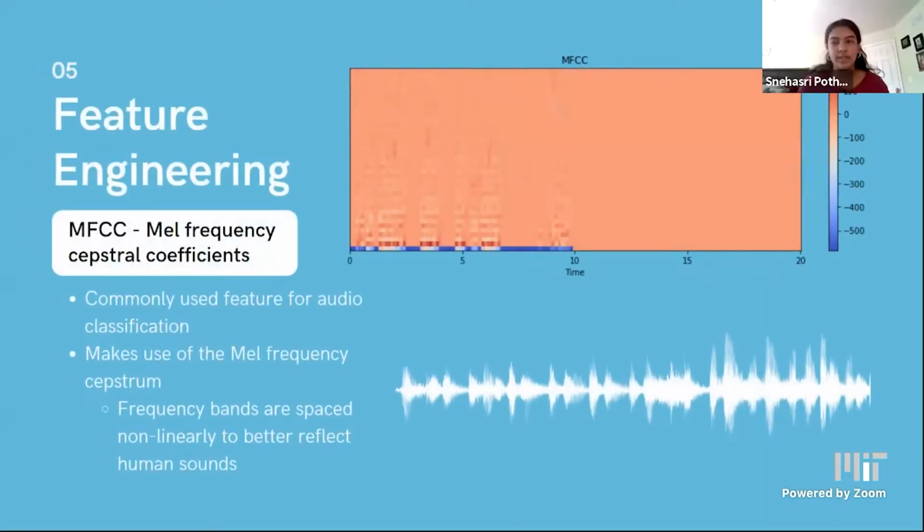Next up, we have feature engineering. Feature engineering is essentially the process of deciding which features in the audio the model should use to learn off of. For this project, we use the Mel Frequency Cepstral Coefficients, or MFCC, as our collection of 40 features. This spectrum is commonly used for audio classification in the workplace because it's organized non-linearly to better represent human sounds as compared to the generic spectrum, which is linear and does not account for nuances in human speech as easily.